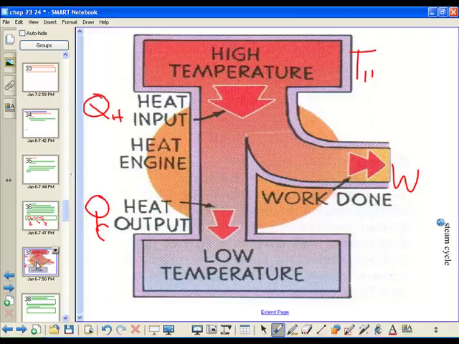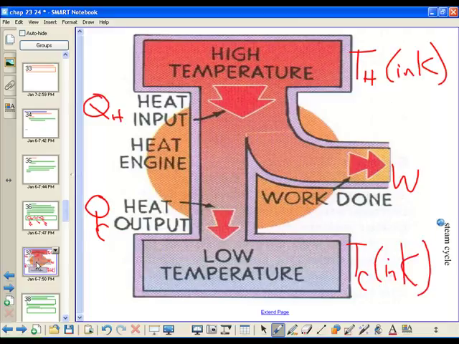Our high temperature has the symbol TH, and down here is TC. You might make a note: all temperatures here have to be in kelvins. So in your note cards, you might want to have that conversion, how to go from Celsius to Kelvin. All these temperatures are in Kelvin. That basically means adding 273 to the Celsius temperature.